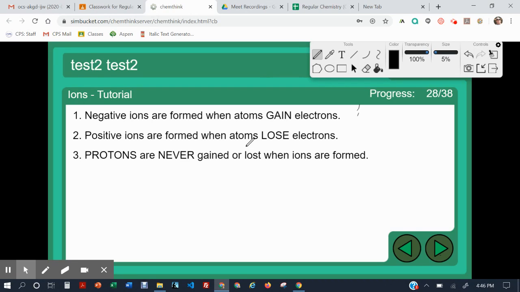And by the way, negative ions are called anions. Positive ions are called cations.